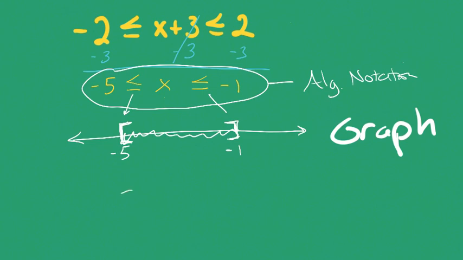Okay, and then lastly, our interval notation matches the graph: -5, comma, -1, and we've got a bracket.